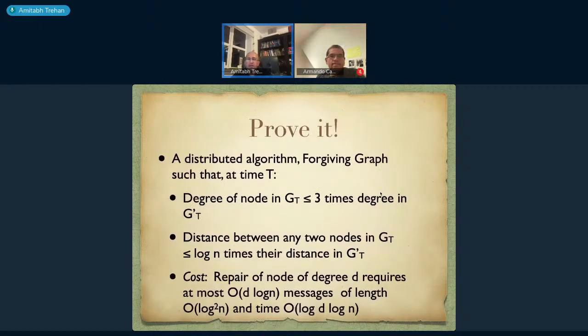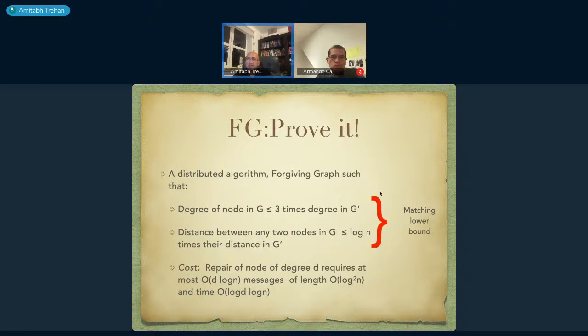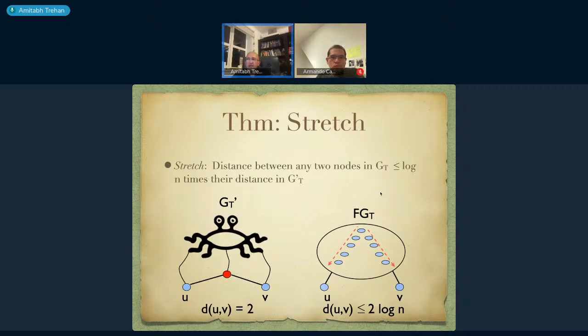So ultimately, let's look at a couple more technical things to give you an idea. This is a distributed algorithm, which, like I said, blows up degree by at most 3, and distance by at most log n. Repair takes so much cost in messages, and let's very quickly look at the results. So the stretch is at most log n times the distance in G dash T, and this we now already know.